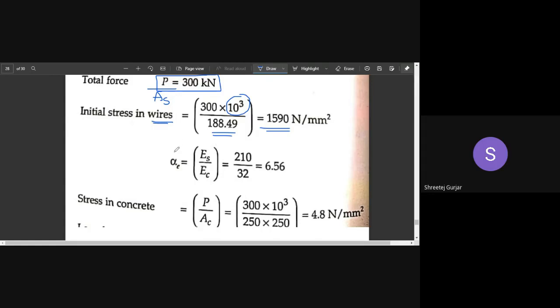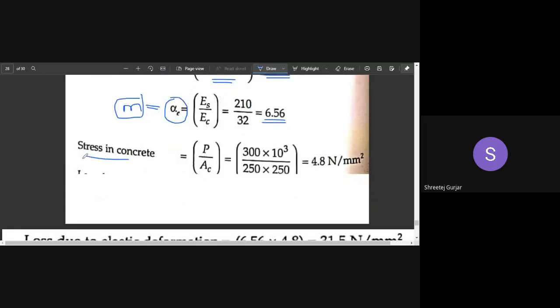Next, alpha E. Alpha E is nothing but the modular ratio, which we write as M. Modular ratio M is equal to the modulus of elasticity of steel divided by the modulus of elasticity of concrete. So it is coming around 6.56. M is equal to 6.56. Now, what about stress in concrete? Stress in concrete, we know the force P divided by the area of concrete.